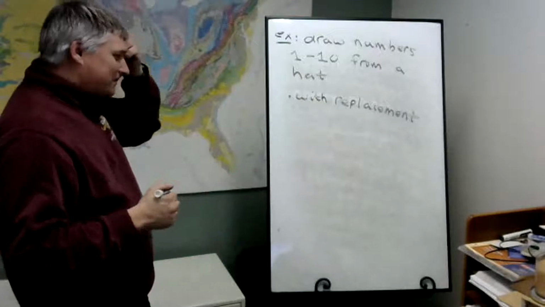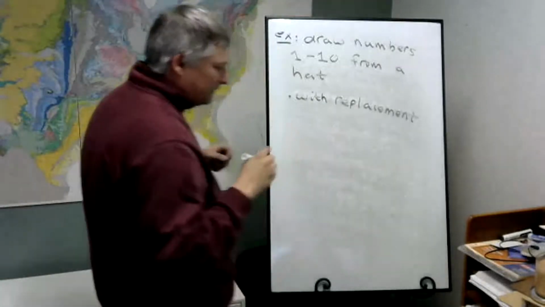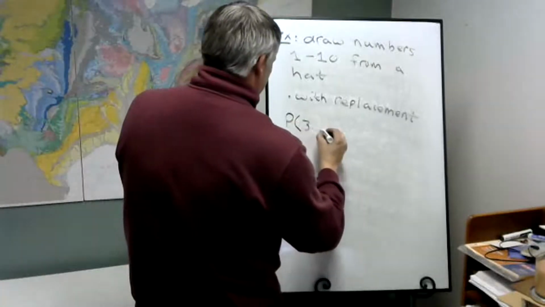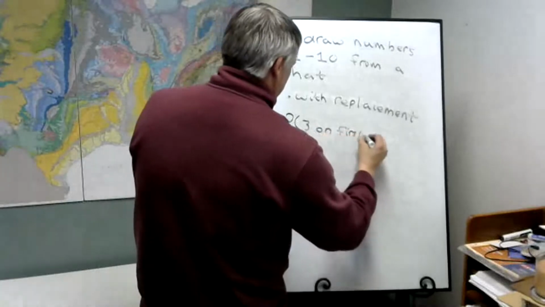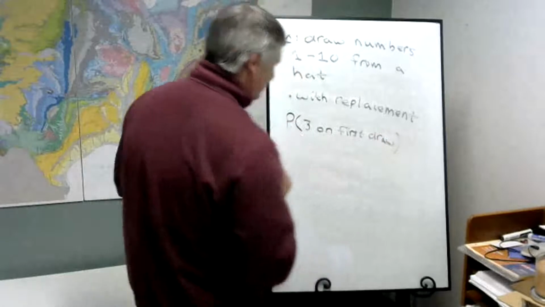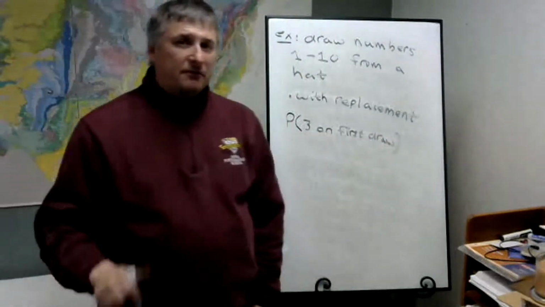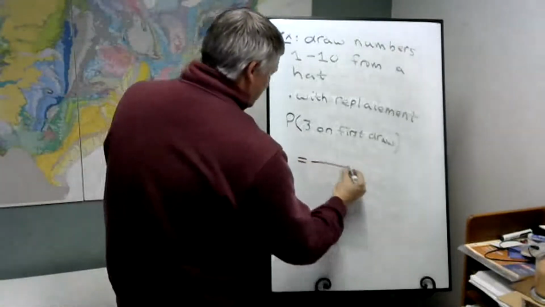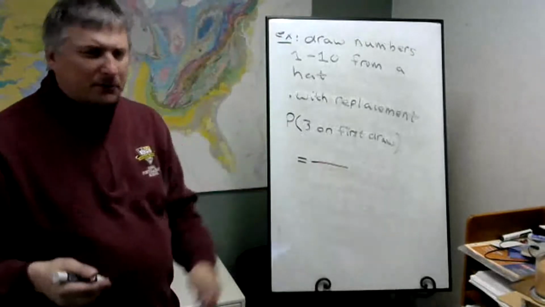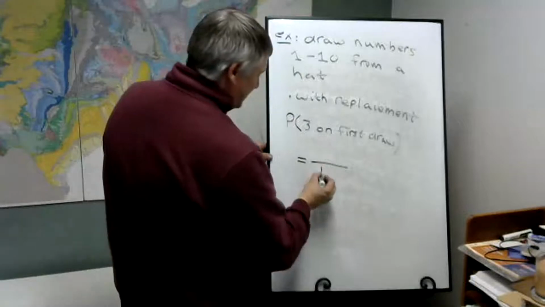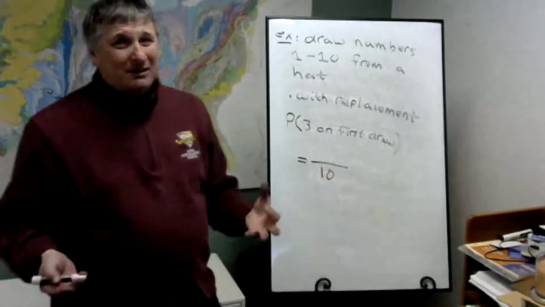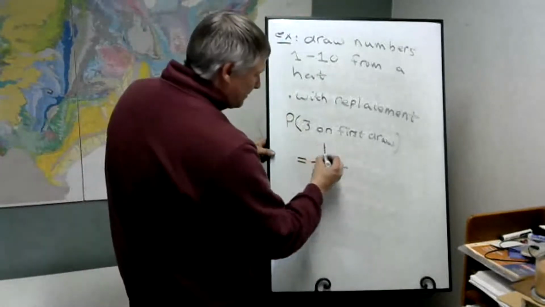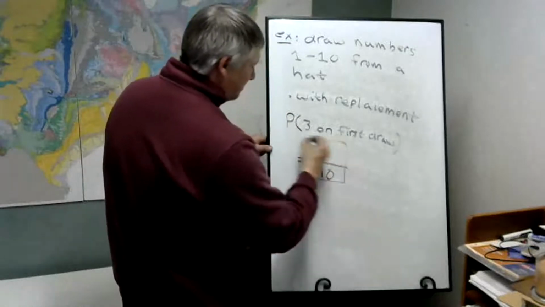So let's say for the first ticket, what's the probability of 3 on the first draw? So what's the probability of pulling a 3 on the first draw? Well, how many tickets are there? What's our sample space? Well, our sample space is numbers 1 through 10. These are all whole numbers. So there's 10 elements in the sample space. Now, how many tickets have a number 3 on them? Well, there's only one. So we get a probability of 1/10.